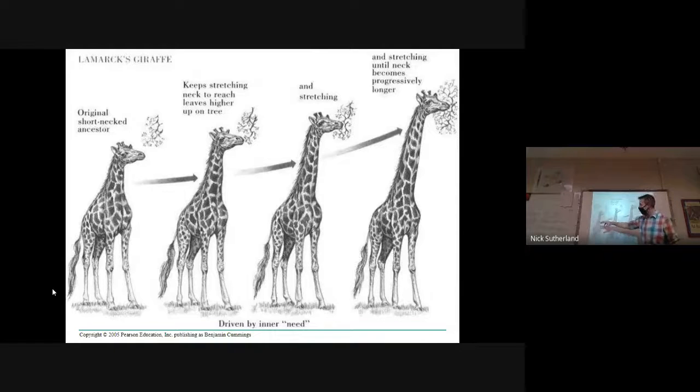These are the ideas of Lamarck, and that over time, this constant stretching of the neck by each generation added up because of constant use. And by the time we look at the giraffe now, it's got this giant neck, okay? That was Lamarck's idea. Turns out Lamarck was dead wrong. That's not how it works.